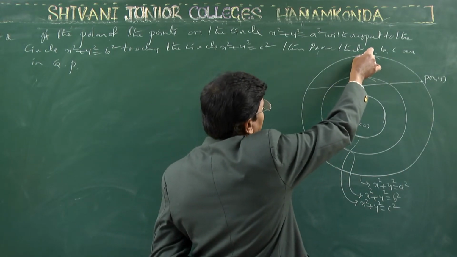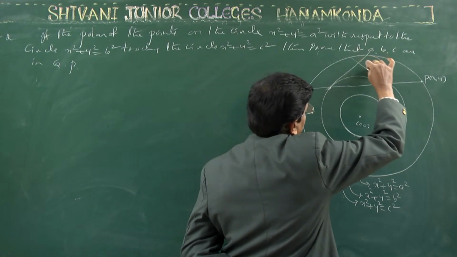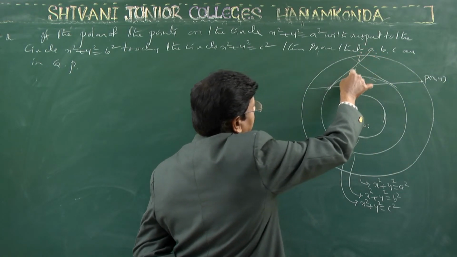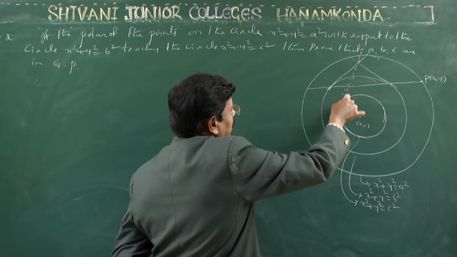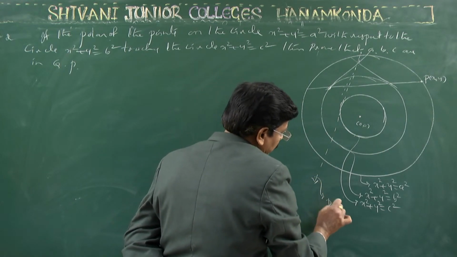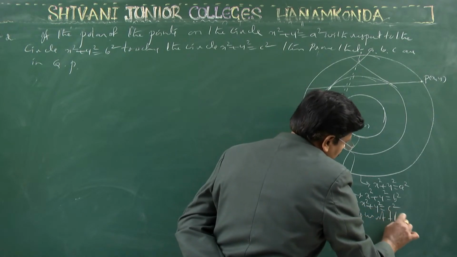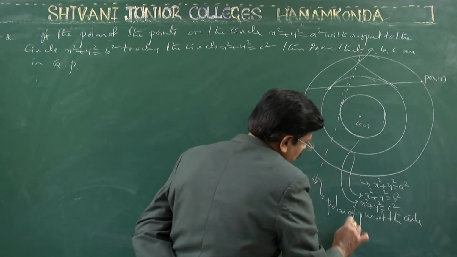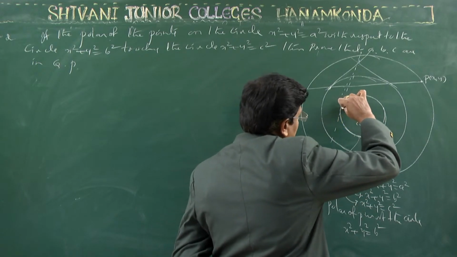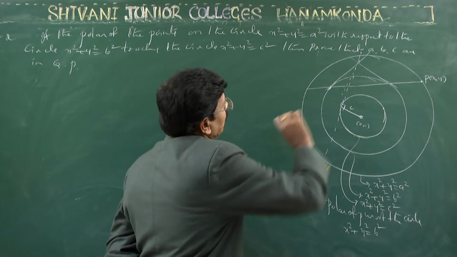Now you can observe these are the points of intersection of the tangents. The locus of the point of intersection of the tangents is nothing but the polar of P, the polar of P with respect to the circle x square plus y square is equal to b square. Now you can find the perpendicular distance using the distance formula. The radius is c, right?